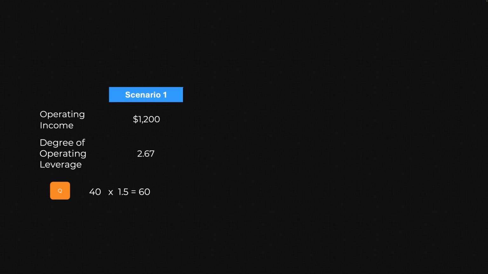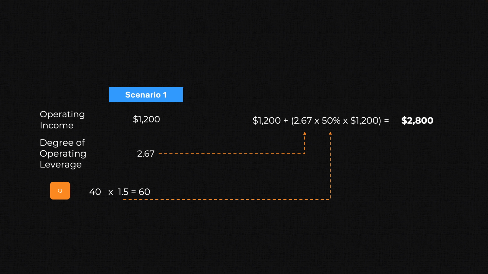The way to do that is we would start off with the 1,200 in operating income we already have at 40 units, and then we'll try to calculate the rest. So 1,200 plus 2.67 times 50% times 1,200 equals $2,800. That would be operating income if we had an increase of 50% on an original quantity of 40 units. So we are clear on where all the numbers are coming from. The degree of operating leverage is used here, and the percentage increase is used here.